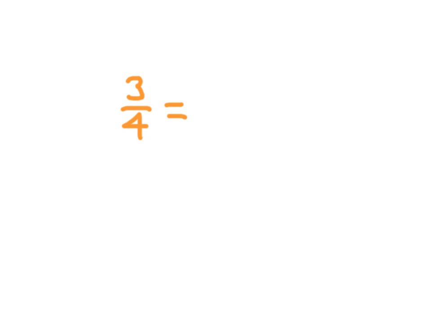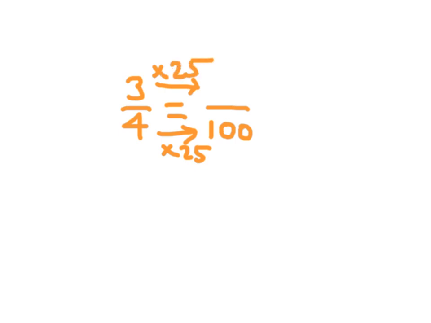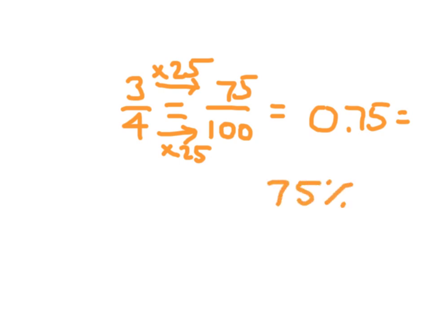Using that same approach, 3/4. Remember, we want to get to 100. How do we get from 4 to 100? We multiply by 25. Doing so in the numerator, 3 times 25 is 75. So we have 75 hundredths, 0.75 as a decimal, which is also equal to 75%.